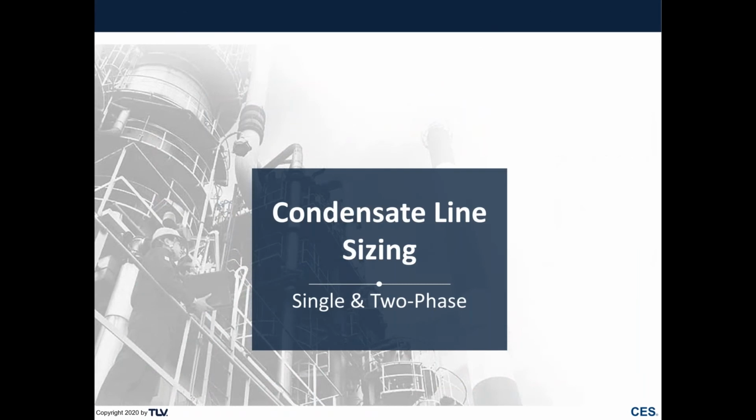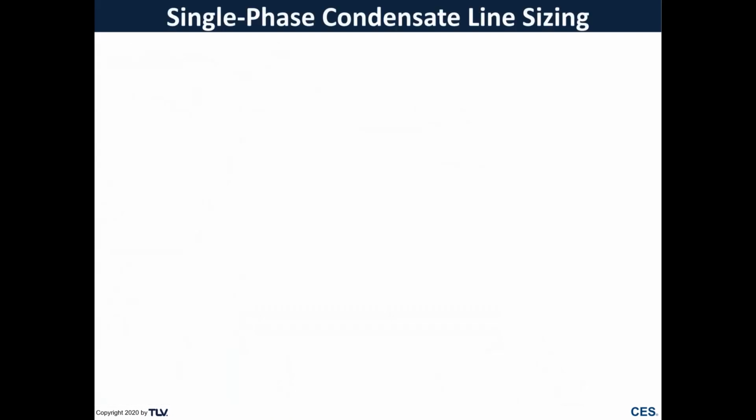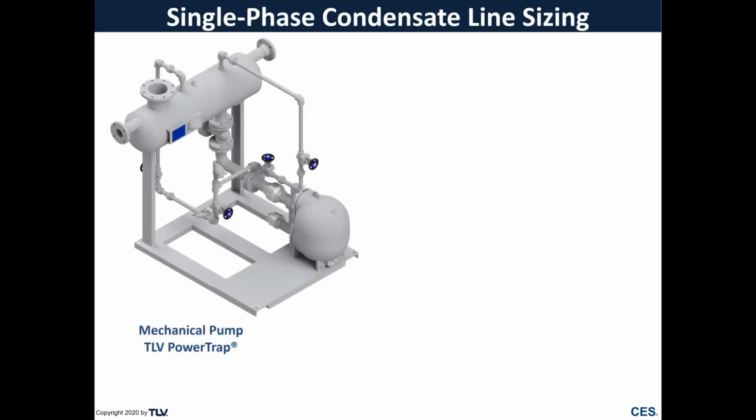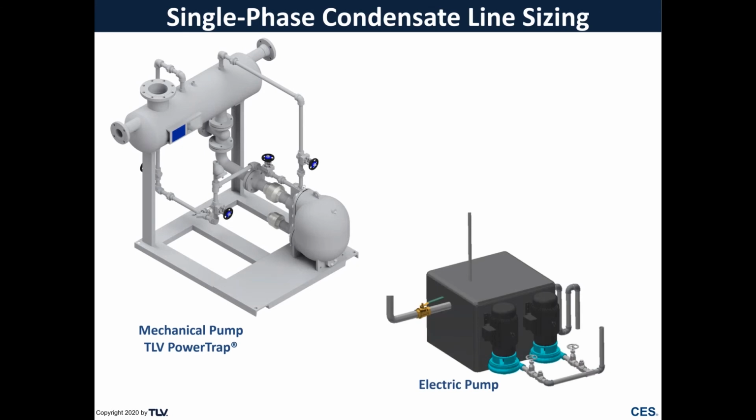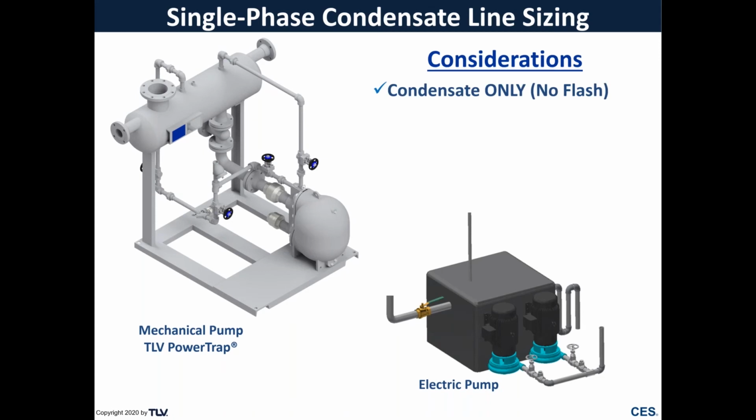So now we can take a look at condensate return line sizing and what things I need to consider when sizing a condensate return line for both single and two-phase. So a single-phase condensate return line would be something coming off of a mechanical type pump like a TLV PowerTrap or some type of electrical pump. And the considerations that we need to take into account are that we are only pumping our condensate in these lines and that we do not have any flash.